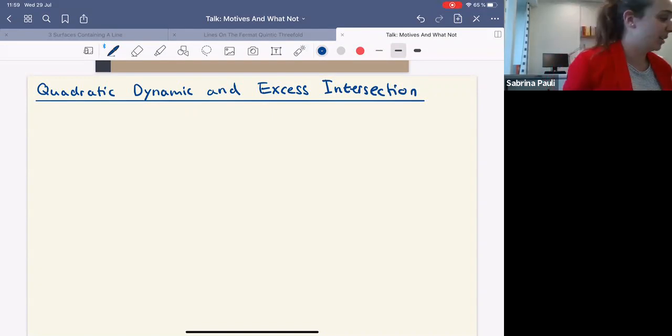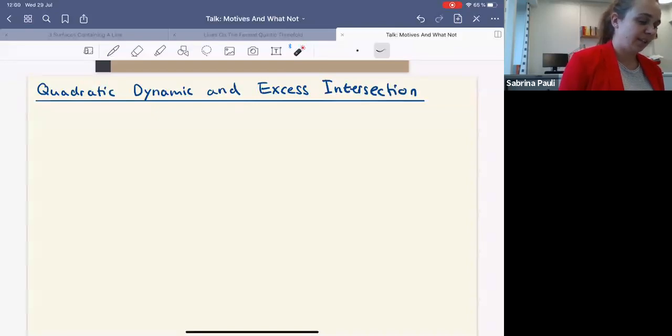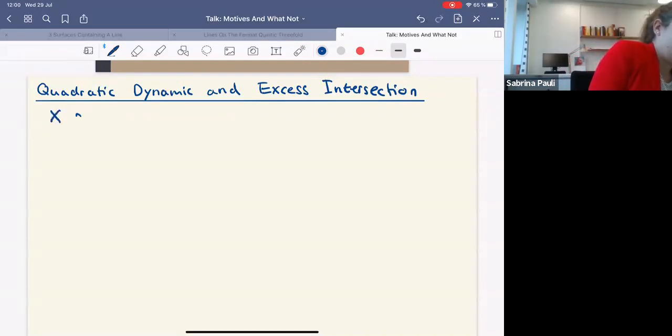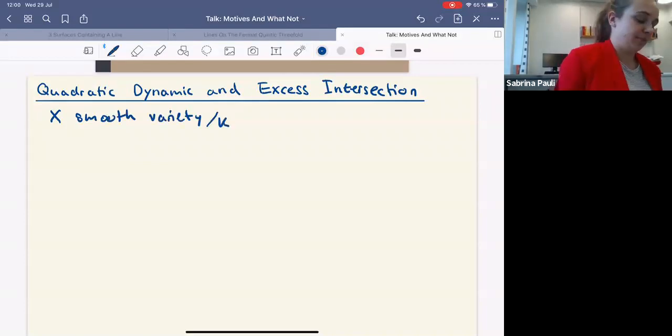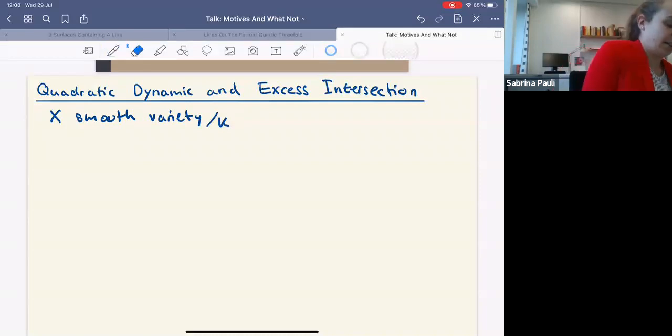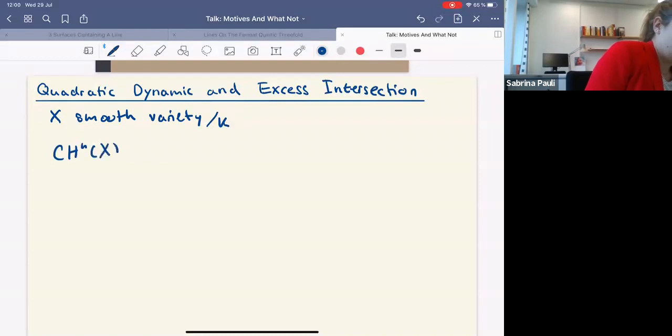So let me start. I want to talk about a quadratic version of dynamic excess intersection. Let me first briefly recall how this is done classically. If we have X a smooth k-variety, then intersection theory actually happens in the Chow ring, where the nth Chow group can be defined as follows.